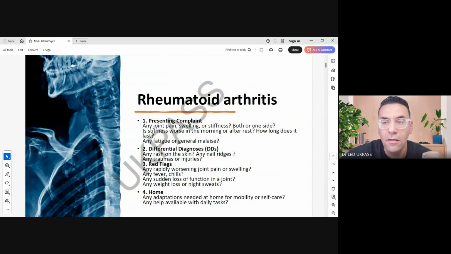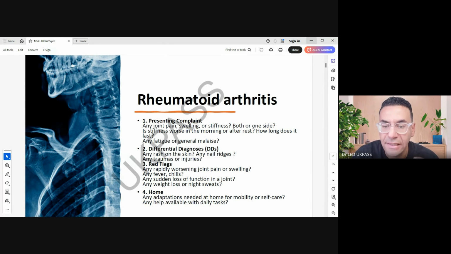Let's start with our first topic for today, which is rheumatoid arthritis. Rheumatoid arthritis is a very important topic. At the same time, it gets confused with osteoarthritis. Why do you think rheumatoid arthritis gets confused with osteoarthritis, and how do we differentiate between them?